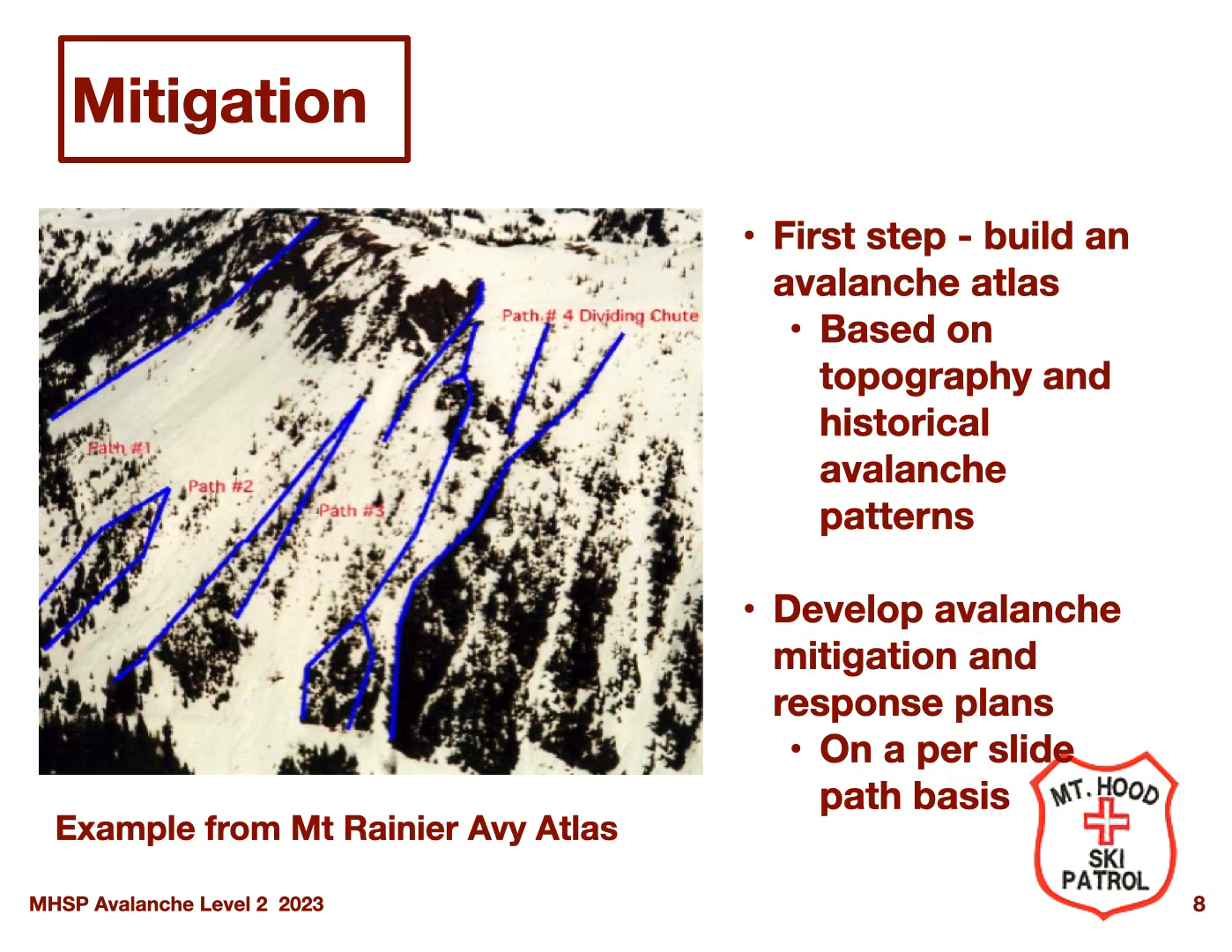Here's an example of one page of the atlas for Mount Rainier. Each path is identified, shown in blue. For each slide path, starting zones and run-out paths are indicated.